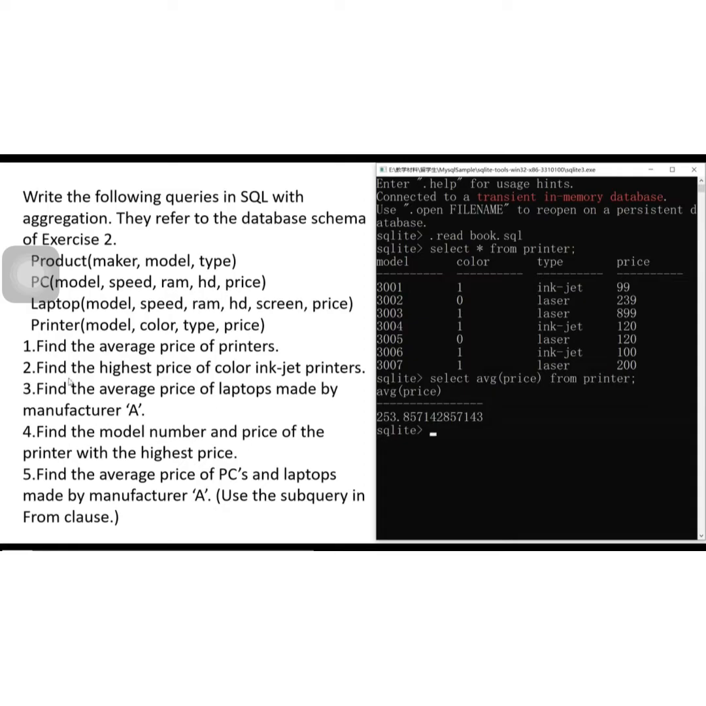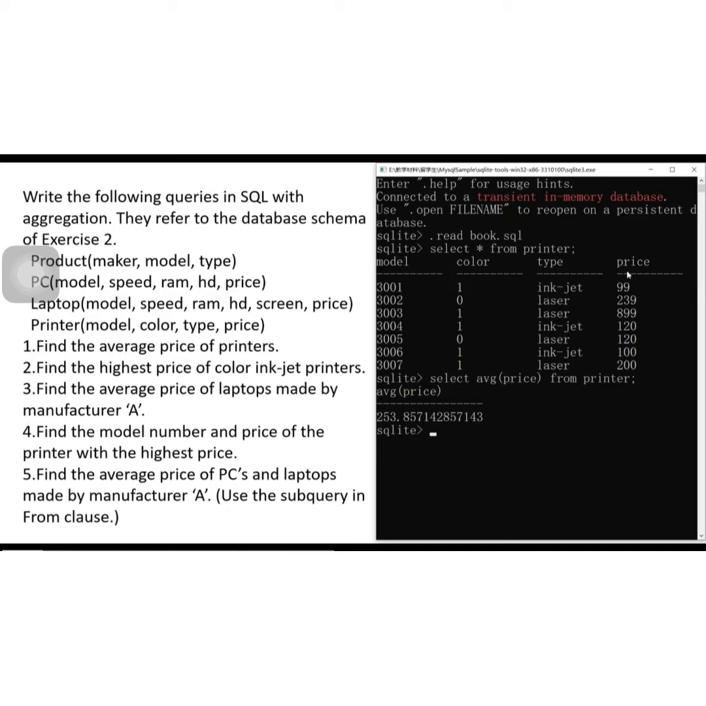Okay, now next one. Find the highest price of color inkjet printers. If we want to find the highest price of color inkjet, okay, this is a color inkjet. This is also a color inkjet printer, and this one. And we can find 120 is the highest price of color inkjet printers. And we cannot use max for this column.